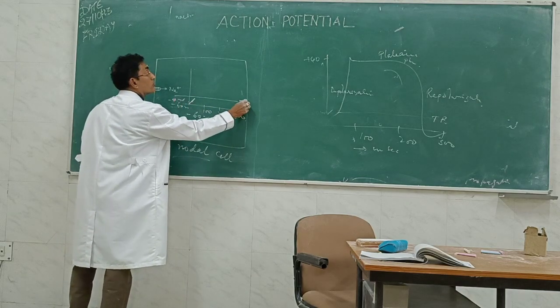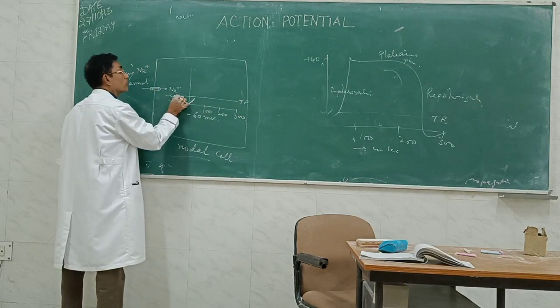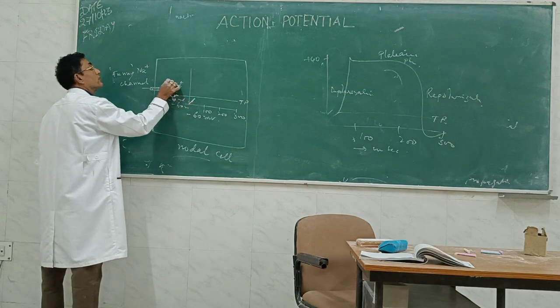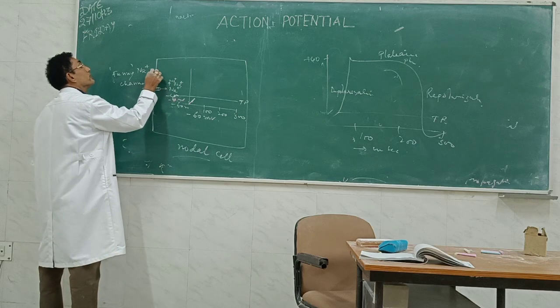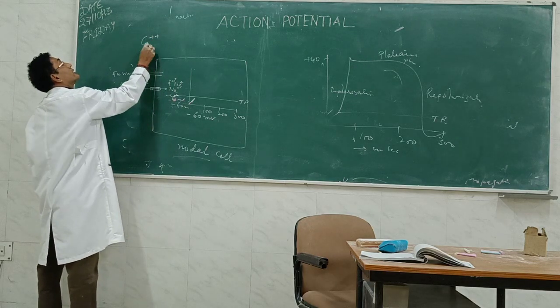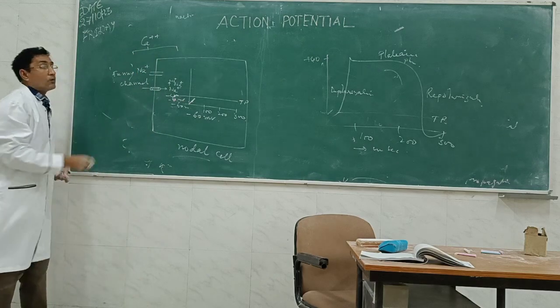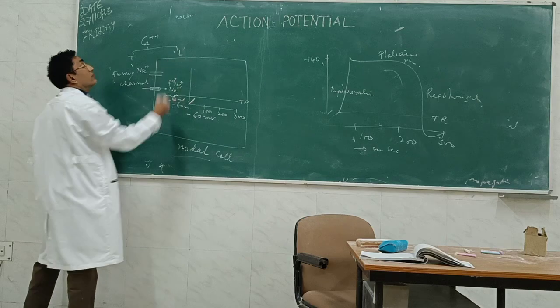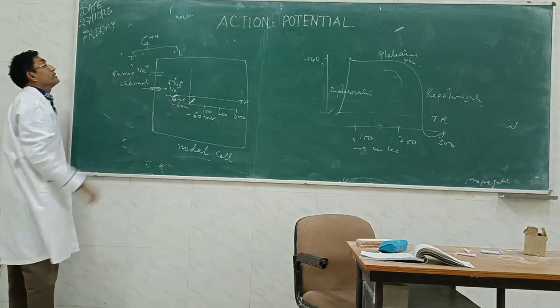The threshold potential is minus 40 millivolt. So this will stimulate, so there will be more sodium ion inside. This will stimulate the calcium channel. There are two types of calcium channels: one is P type and another is L type.